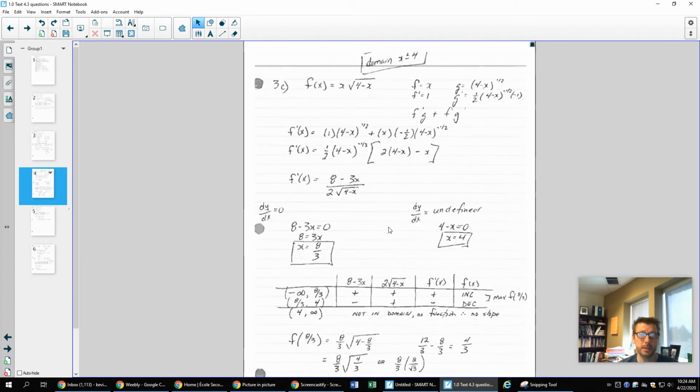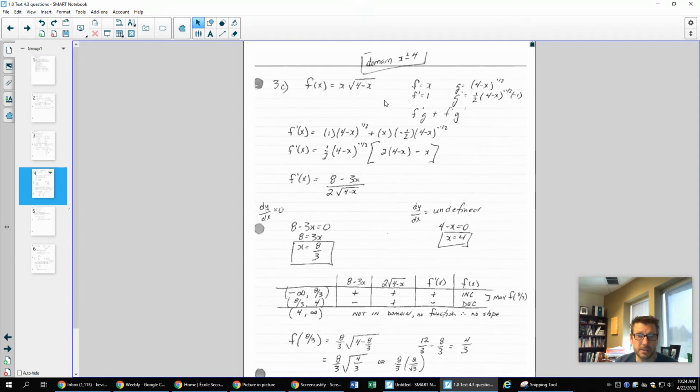If we keep going with question 3C, as soon as you have a square root function, you recognize you have a domain. You can't take square roots of negatives. So your maximum x value is 4. 4 minus 4 is 0, right? But you can't go 4 minus 5, square root of negative 1. So you know your domain stops at 4.